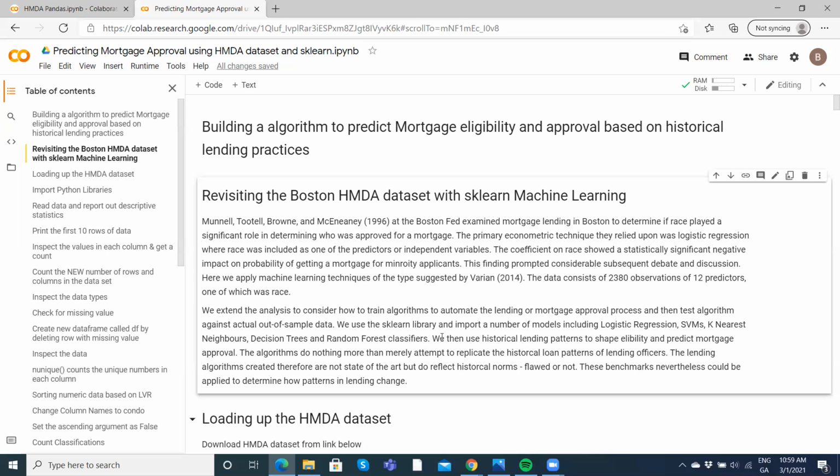So the lending algorithms created are, therefore, not state-of-the-art. Okay, so in this instance, we're not looking to create the best approach or the most forward-looking approach. We're just developing algorithms on the basis of historical norms, flawed or not, and then we can use these as benchmarks to appreciate future patterns in terms of lending, and then maybe how lending changes over time.